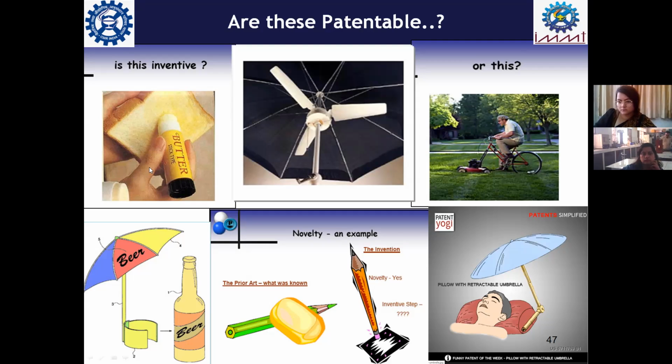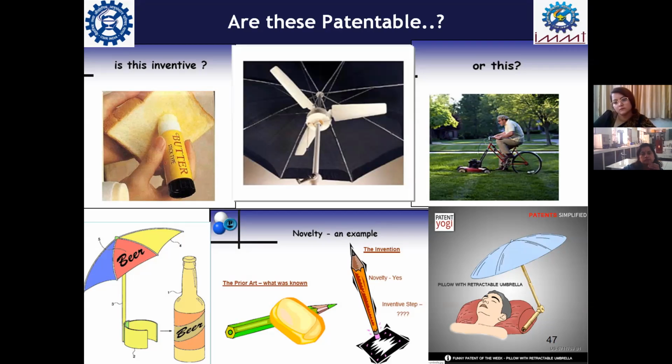I doubt whether you have really seen a butter stick in the market. If not, then it is completely new, right? It is a very new thing. Butter stick. Put some butter there, keep some bread slices. Wherever you wish, whenever you wish, within a short time you can have your food. But will it really be patentable?